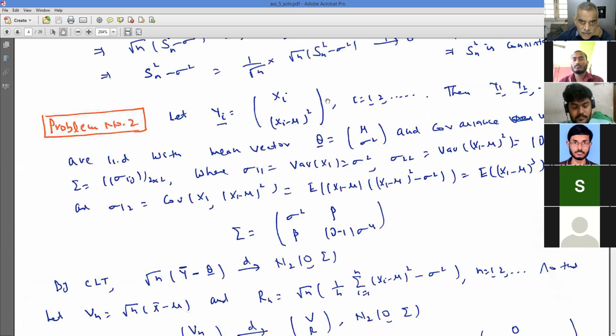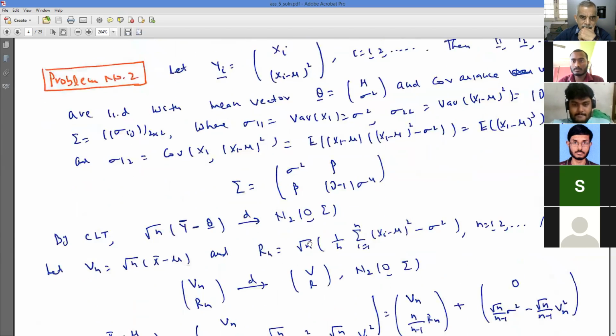And what is the covariance term? Covariance is expectation of x1 into (x1 minus mu) whole square, which can be written as (x1 minus mu) into ((x1 minus mu) whole square minus sigma square), which is expectation of (x1 minus mu) whole cube, which is beta, which is basically the skewness. Is that okay? Yes. Because (x1 minus mu) with sigma square would become 0. Is that okay? Yes, sir. So this is what it turns out to be.